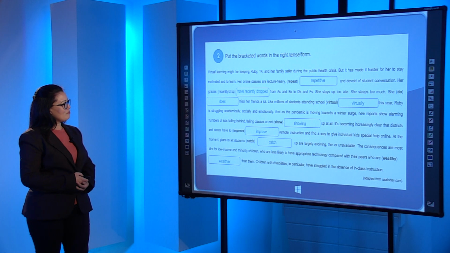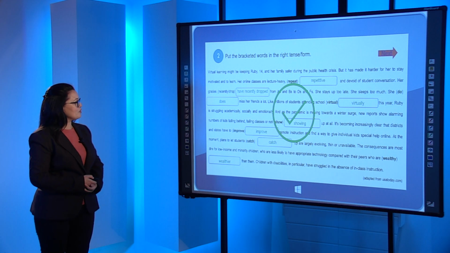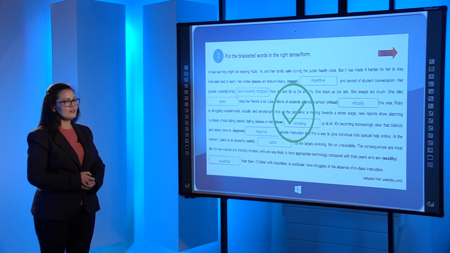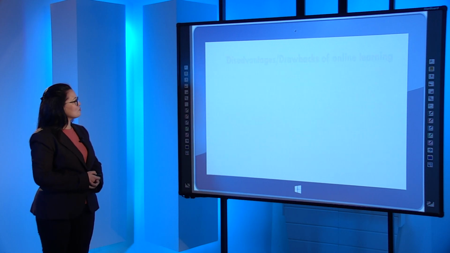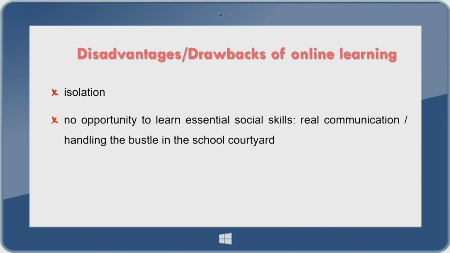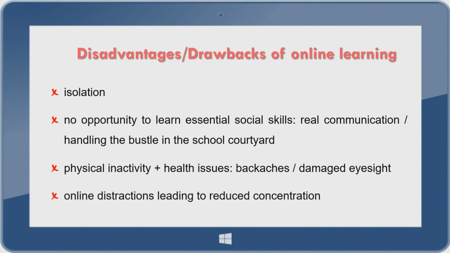Great. Now we have all the answers. And you must have noticed that differently from the previous task, this paragraph is about the drawbacks of online learning. So let's go through them again. Isolation, no opportunity to learn essential social skills like real communication, handling the bustle in the school courtyard, physical inactivity plus health issues, for example, backaches and damaged eyesight, and the online distraction, leading to reduced concentration.